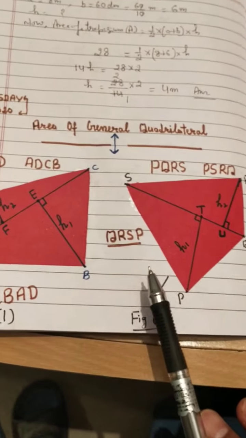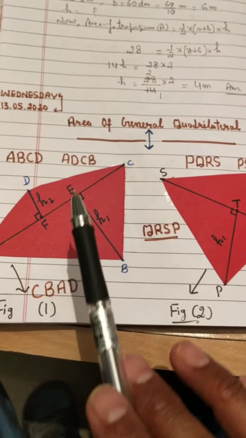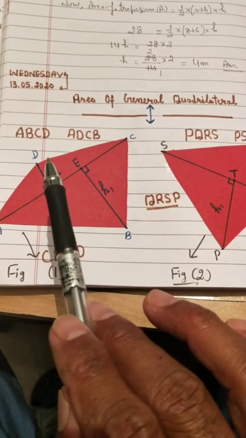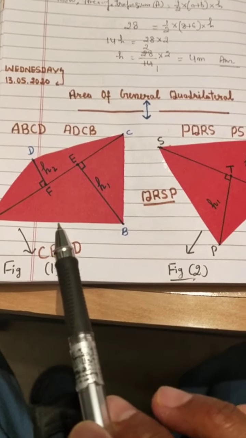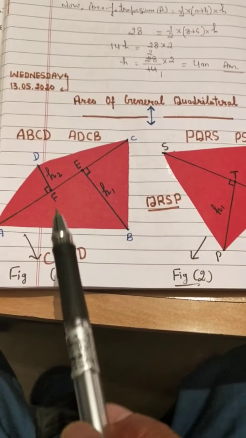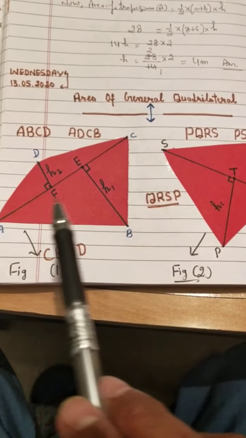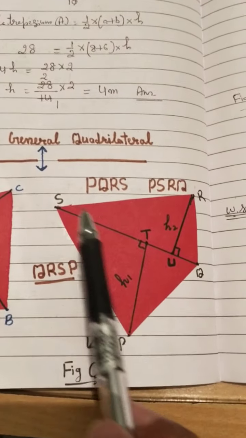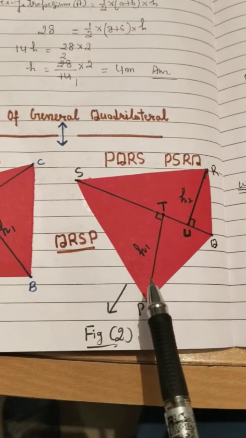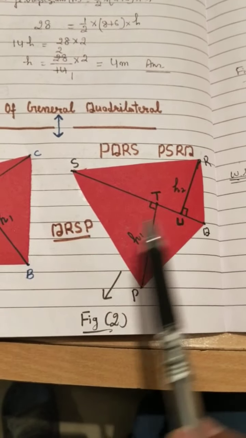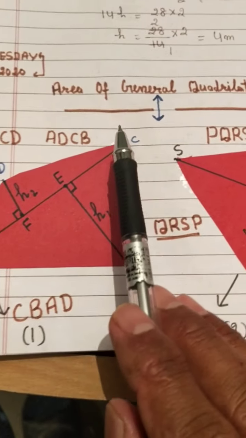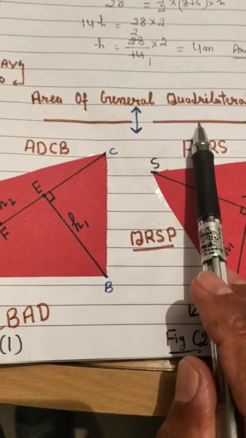In general quadrilaterals, no pair of opposite sides is parallel. Here ABCD is your quadrilateral in which no one pair of opposite sides is parallel. This PQRS is again your quadrilateral. No pair of opposite sides is parallel. Okay. Now, how can we find the area of general quadrilaterals?